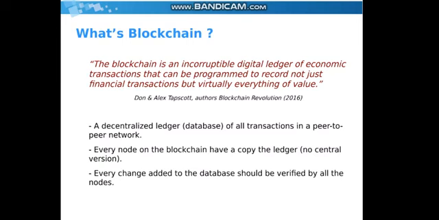What's blockchain? The blockchain is an incorruptible digital ledger of economic transactions that can be programmed to record not just financial transactions but virtually everything of value. A decentralized ledger database of all transactions in a peer-to-peer network. Every node on the blockchain has a copy of the ledger, no central authority. Every change added to the database should be verified by all the nodes.